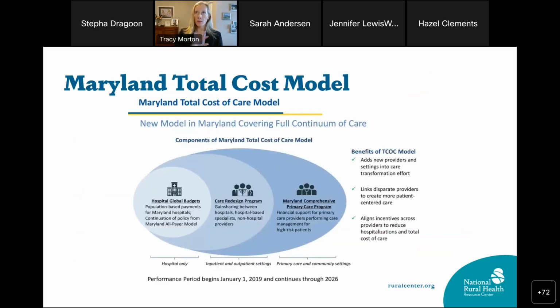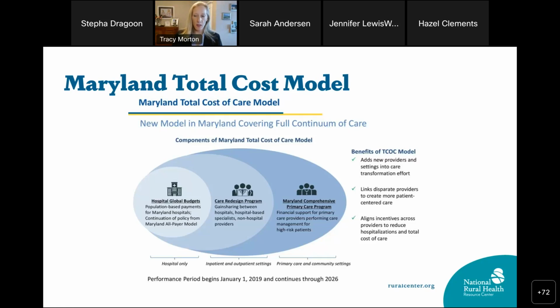So I mentioned, on that far right of the continuum of different value payment models, there are capitated payments and global budget. Real quickly, the Maryland total cost of care model has been going on since 2019. They have three aspects that they're focusing on: hospital global budgets, so a capitated payment for that group, as well as a care redesign program, and then moving on the far right to focus on primary care to best manage the risk of high-risk individuals.